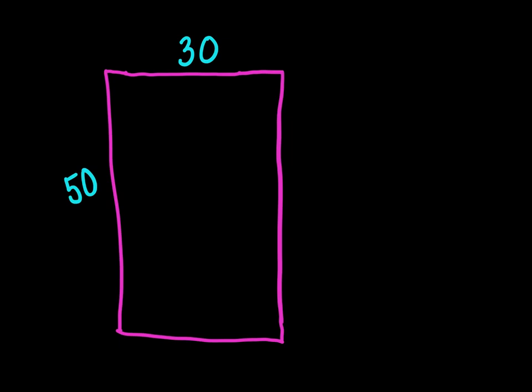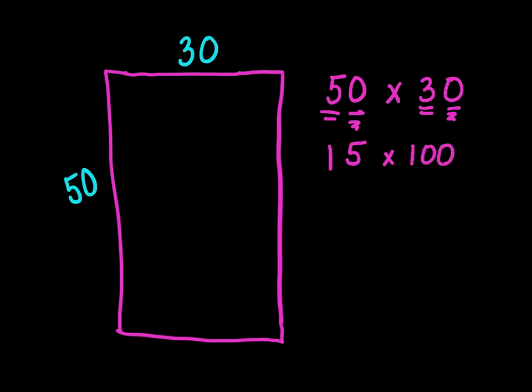Next area model, we have a height of 50 and a width of 30. So we've got 50 times 30. So we have 5 tens and 3 tens. So 5 times 3, well, that's 15. And we know that 10 times 10 is 100. So we are multiplying by 100, and we're going to get 1,500. So 15, and then add on those 2 zeros, 1,500.